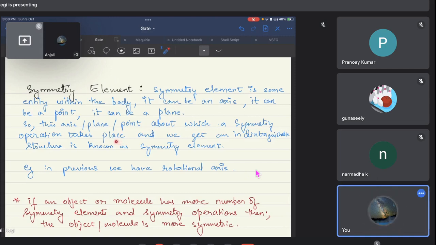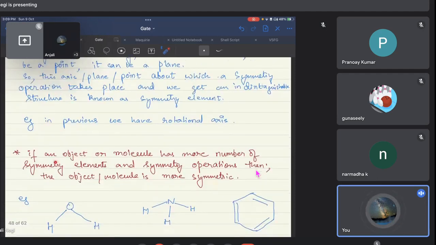in the equilateral triangle, the entity about which the operation was taking place was the axis passing through the center of that particular equilateral triangle. That is what we call a symmetry element, and we get an indistinguishable structure. Our main gist is that we want to get the indistinguishable structure. So in the previous example, it was a rotational axis which was the symmetry element.